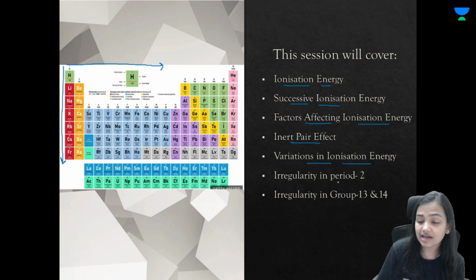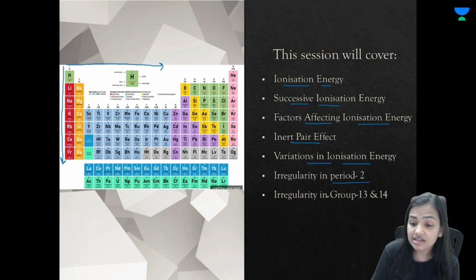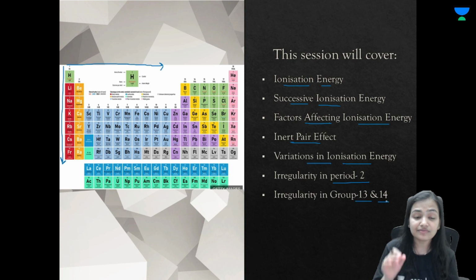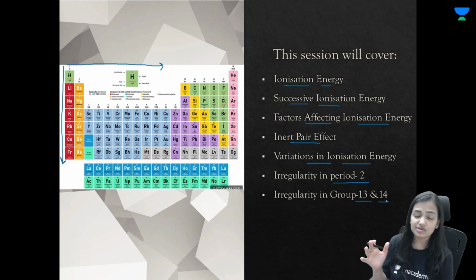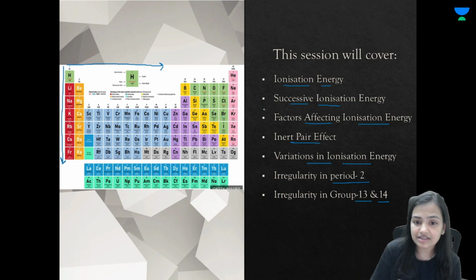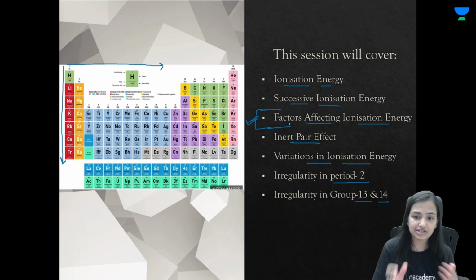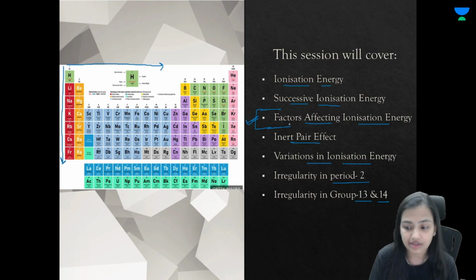And the irregularity which is seen in the period number 2 elements, and even the irregularity seen in the group number 13 and 14 elements. Group number 13 is basically considered the most disturbing group. So yes, there is a variation in the ionization energy. If you understand this particular point in a better way, you will be able to understand everything very easily. So what are the factors that affect ionization energy? My whole emphasis is going to be on this particular point.